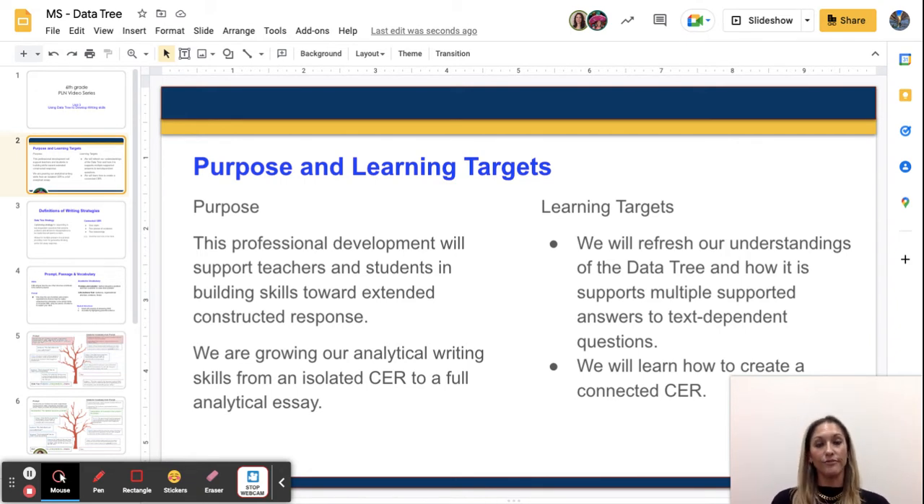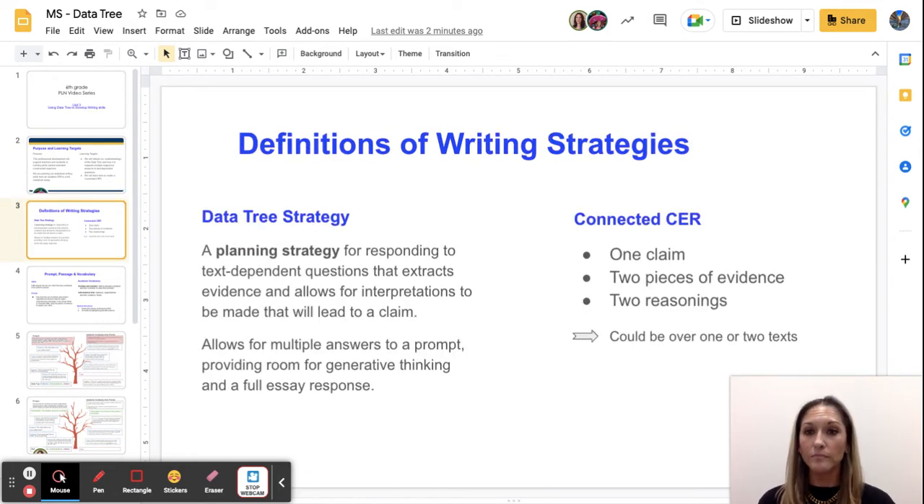We're also going to refresh our own understandings of the data tree and how it's used to collect multiple pieces of evidence to develop into an isolated, connected, or extended constructed response question. And then we want to learn how to create a connected CER question that we can put in front of students so they can start working on this to develop their own skills.